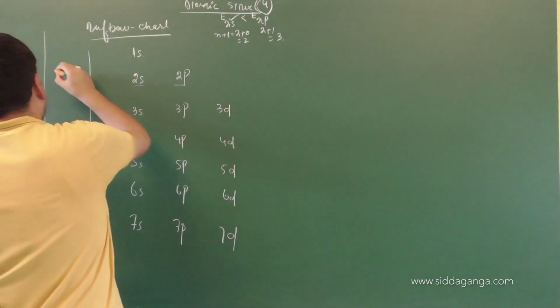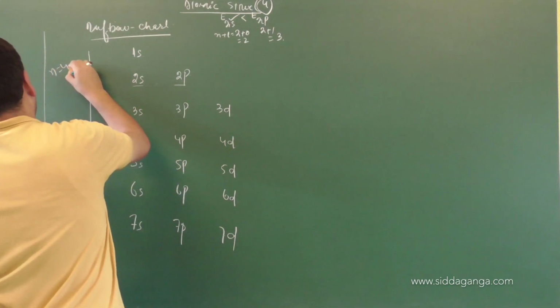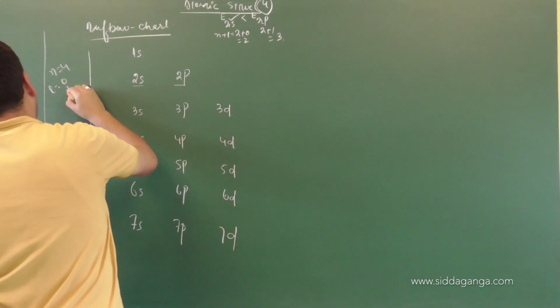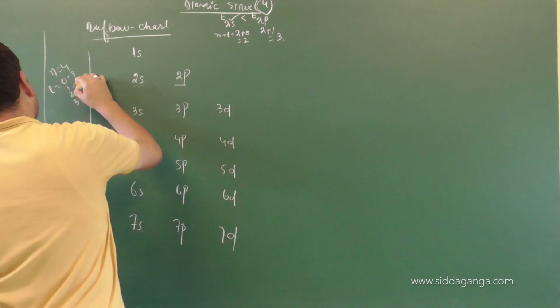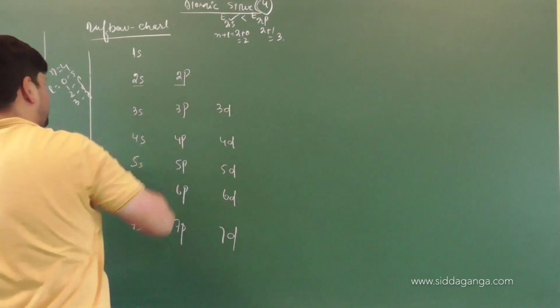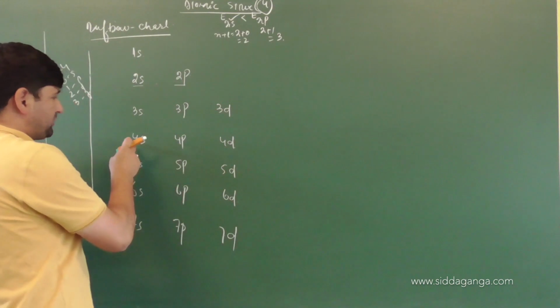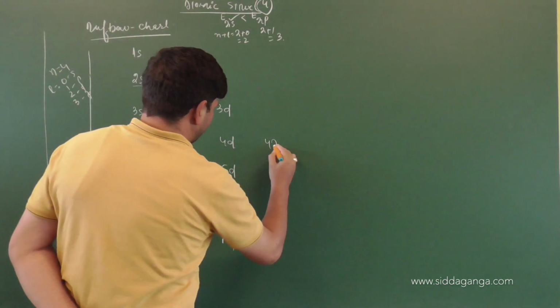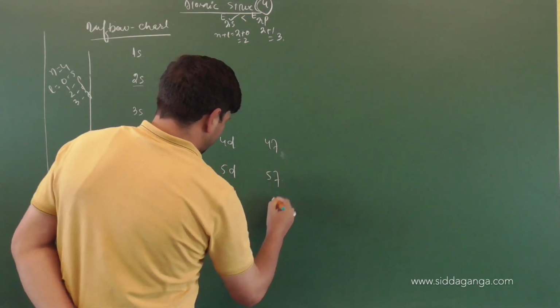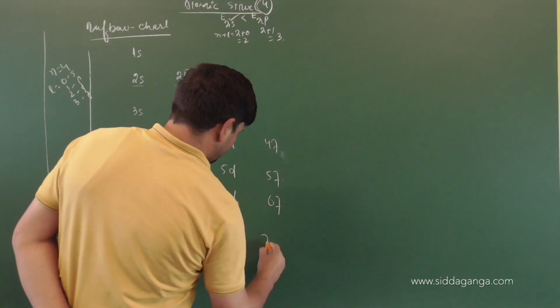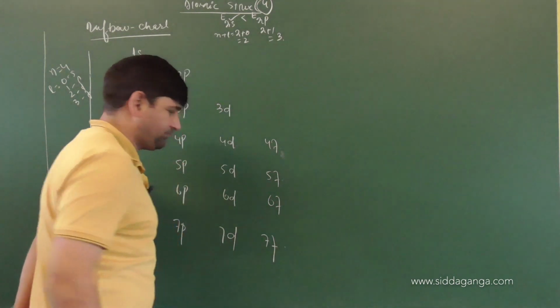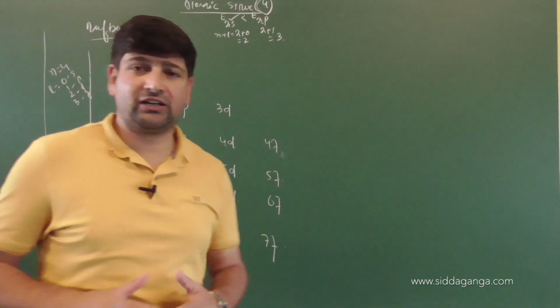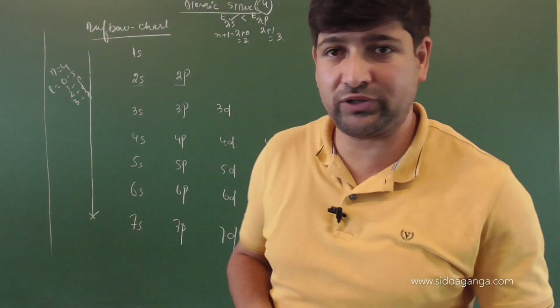Because children, we know when n value equals 4, what are the l values? 0, 1, 2, 3. That is s, p, d, f. We learned it yesterday. So with principal quantum number 4, you have s, p, d, and f. So we'll have 4f, then 5f, then 6f, then 7f. This is how the chart comes into play with respect to electronic configurations.